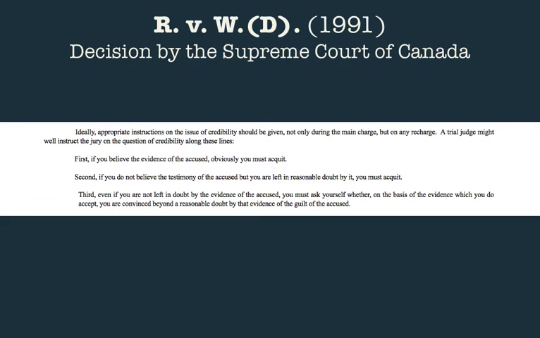First, if you believe the evidence of the accused, obviously you must acquit. Second, if you do not believe the testimony of the accused, but you are left in reasonable doubt, you must acquit. Third, even if you are not left in doubt by the evidence of the accused, you must ask yourself whether, on the basis of the evidence which you do accept, you are convinced beyond a reasonable doubt by that evidence of the guilt of the accused.